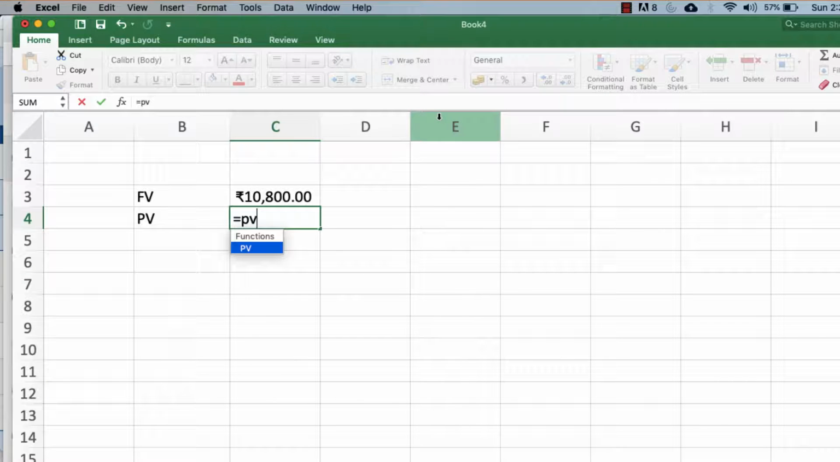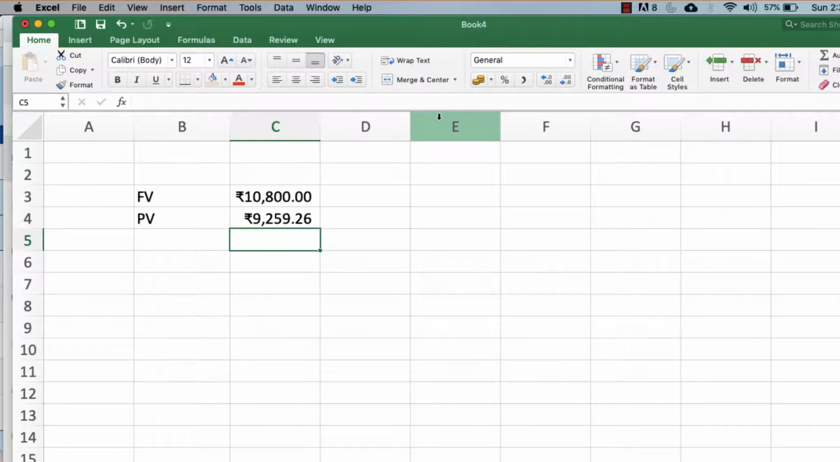Well, similarly, you put equal to here with PV, which stands for present value, bracket 8%, and let's say we are looking at a present value of 10,000 rupees 1 year from now. NPER is 1, payment is 0 for now, and the future value is 10,000. So 10,000 rupees 1 year from now, the present value of that is 9,259.